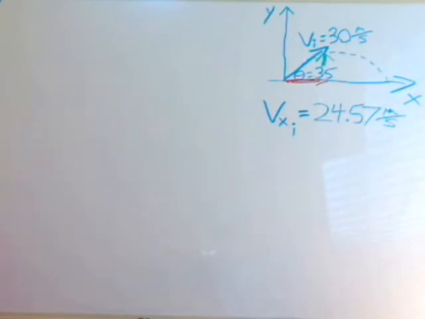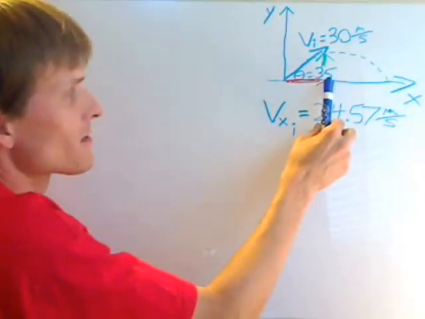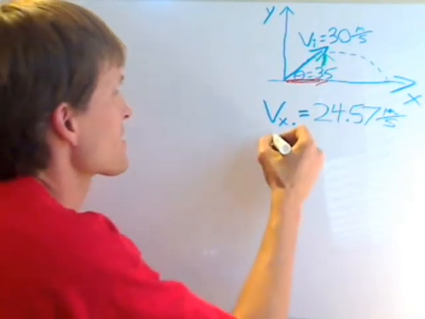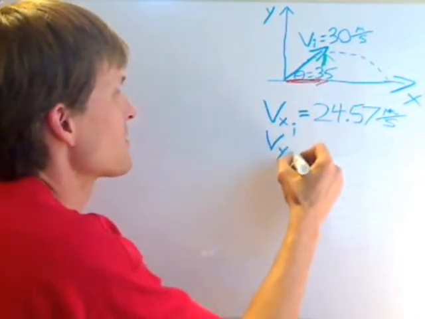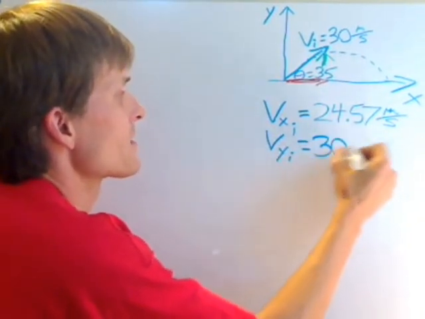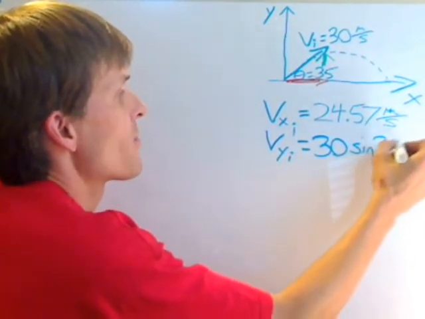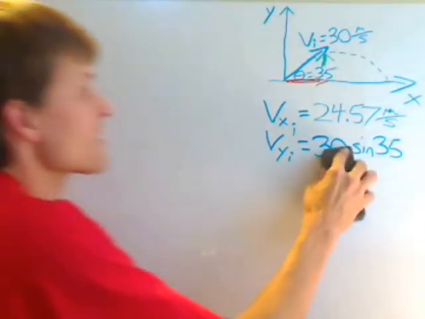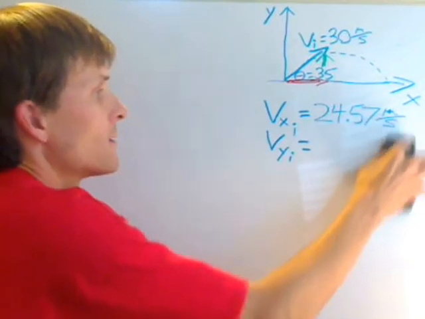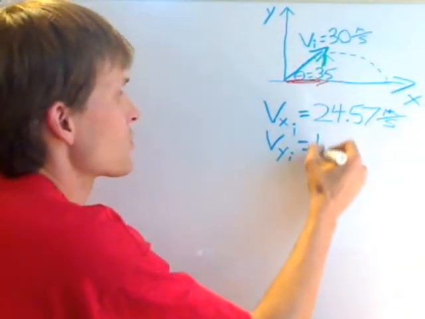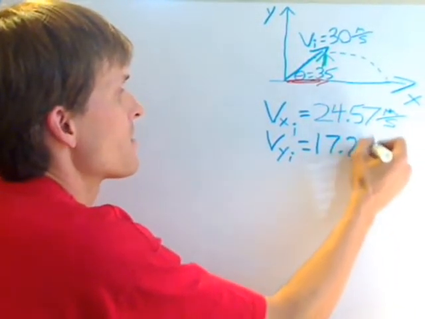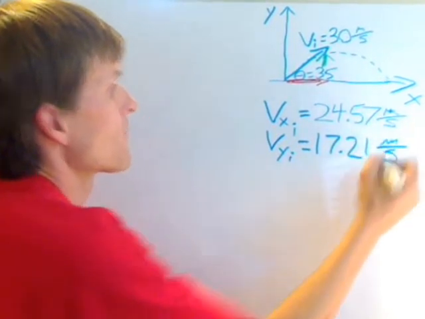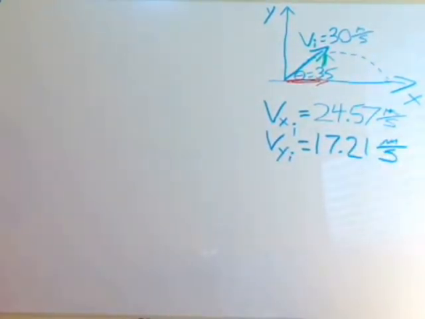And to find the y component, we need to take the sine. So Vy initial is 30 times the sine of that 35 degree angle. When you do that calculation, you get 17.21 meters per second. Okay? So those are two things that we're going to need for this problem.